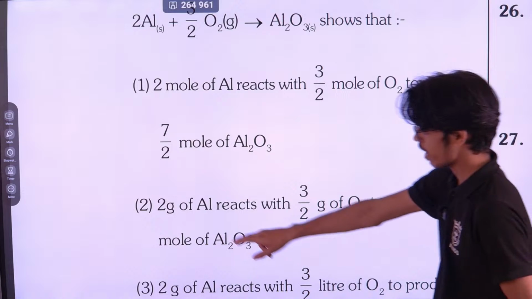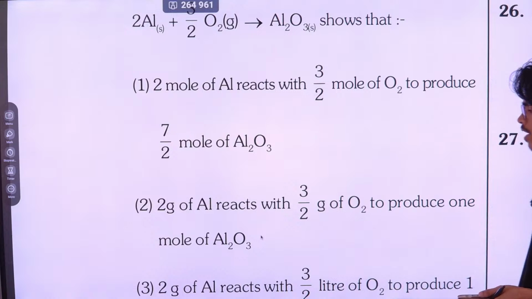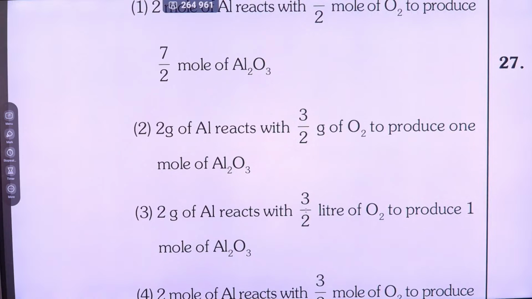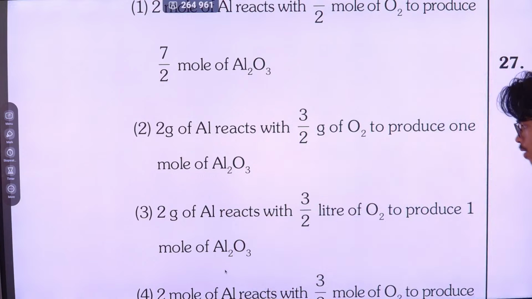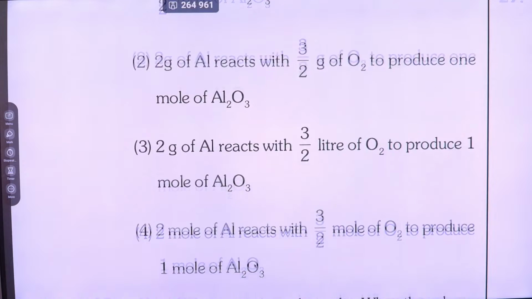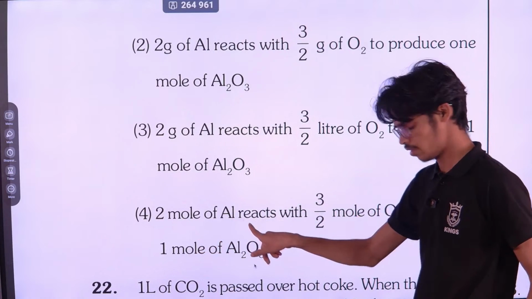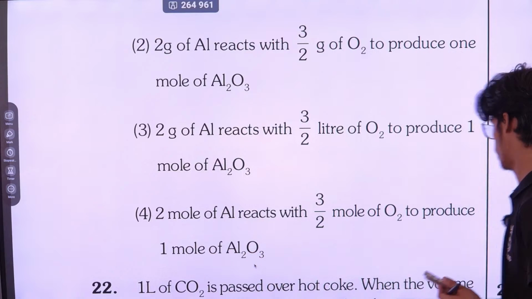Wait, this is grams. Got it? Okay, read this question out. I will show you the problem. Read option number 2. See, this is grams, this is not moles. So this option is wrong. Again, this is gram. Again, 3/2 liter and mole. It has compared gram, liter and mole. It's more wrong. Okay, now let's see. In the fourth option, it is mole, mole and mole. Very good. 2 moles of aluminum. Right. 3/2 moles of oxygen. Very good. 1 mole of Al2O3. Is that the right option?